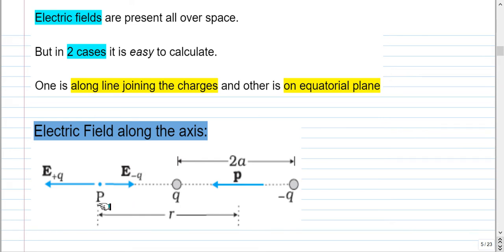And since this point P is on the left side, it's closer to the positive charge. So the magnitude of electric field due to plus q will be more compared to minus q. So the net electric field at point P will be towards left, and the direction of dipole moment vector is from minus q to plus q. That is also towards left.